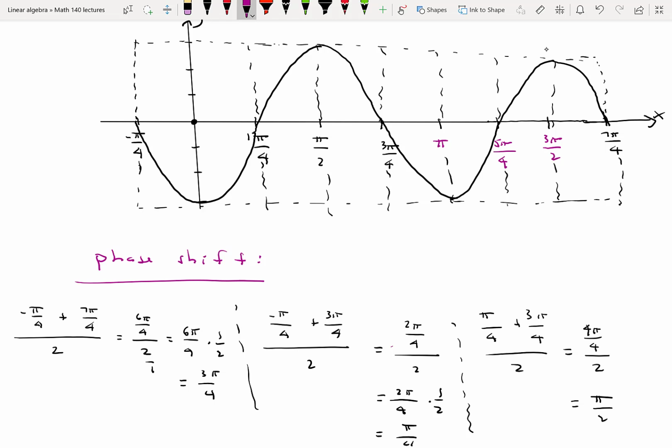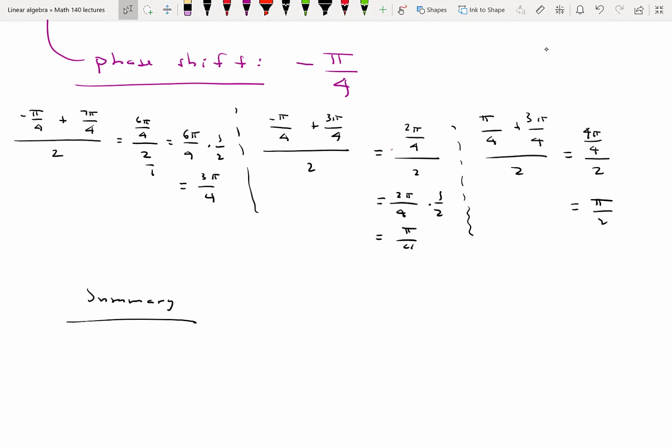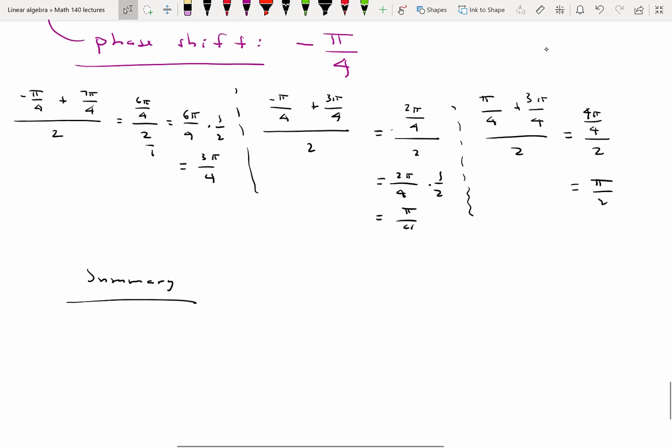Where does this graph start? It starts at negative pi over 4. That is our phase shift. The phase shift can, in fact, be negative. Phase shift can be negative. Amplitude and period are never negative. Phase shift can be negative.